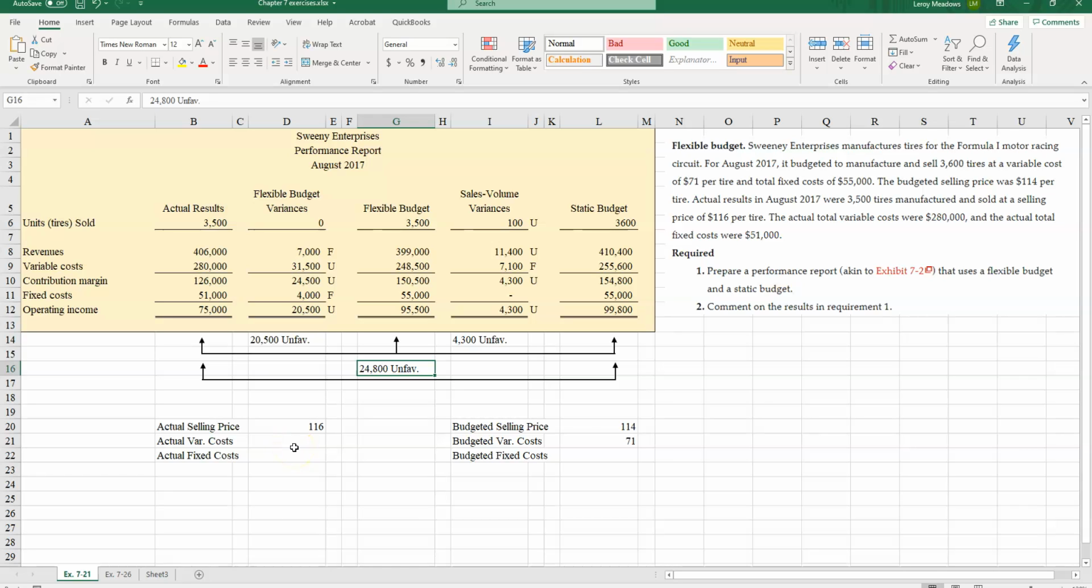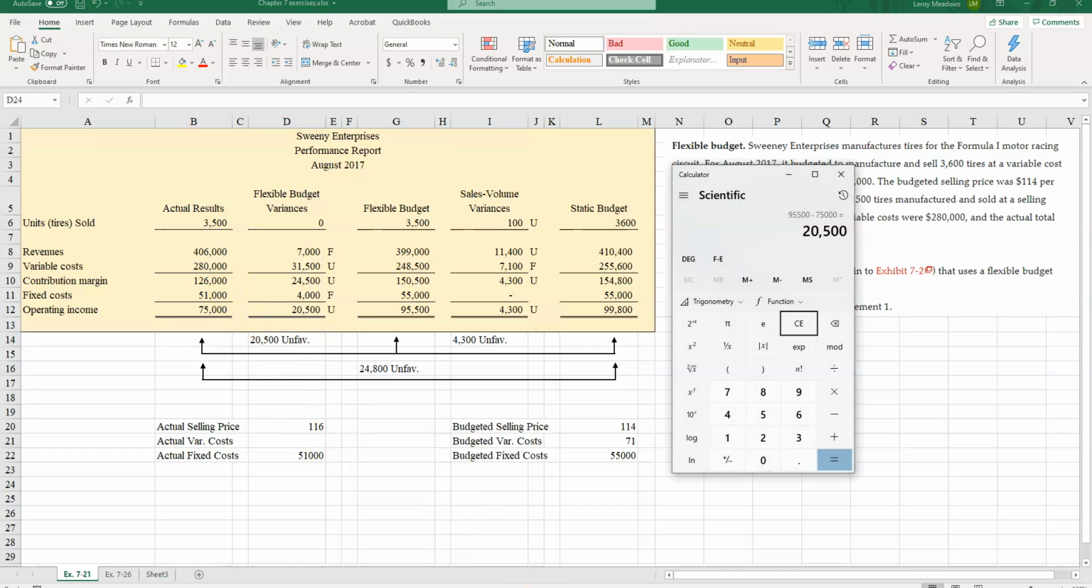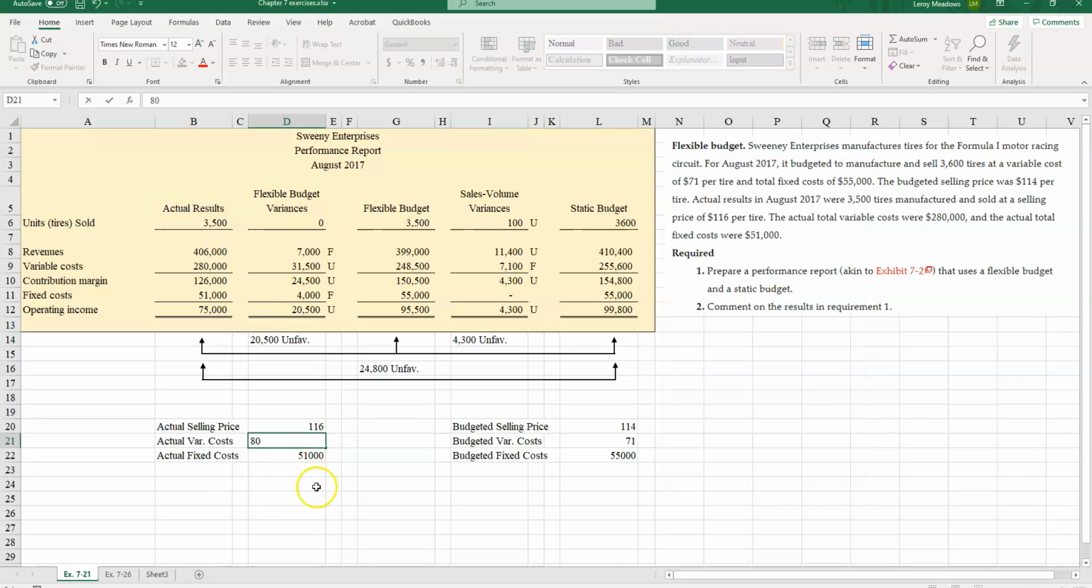So now let's do number 2 and comment on the results in requirement 1. Let's take a look here and fill in our little table. We had a budget cost of $55,000 and actual fixed cost of $51,000. Let's actually compute the variable cost per unit. So I had 280,000, the total variable cost, divided by 3,500 units that we sold. And my variable cost came in at $80 per unit.